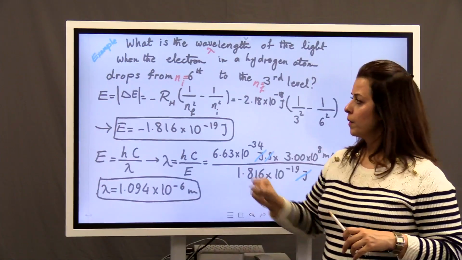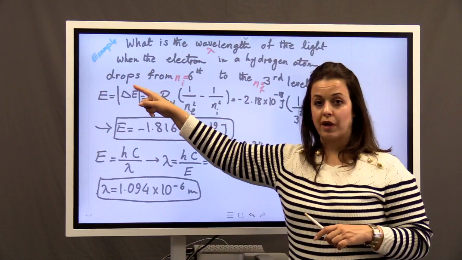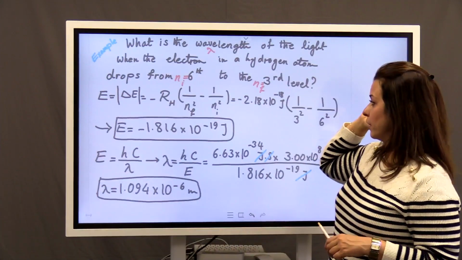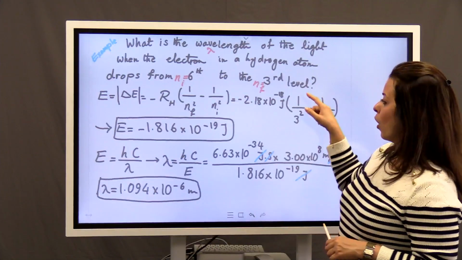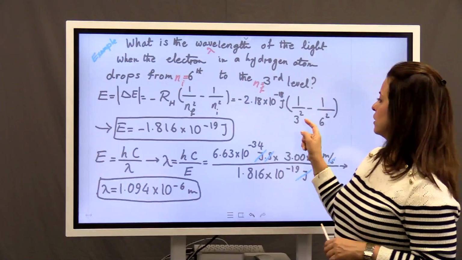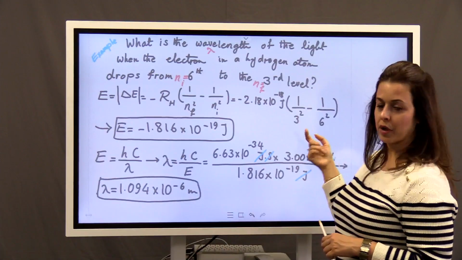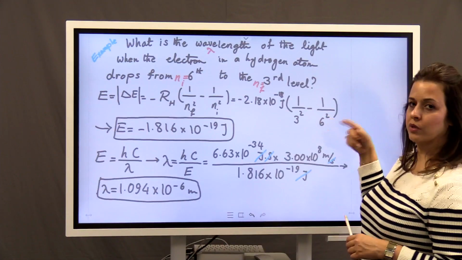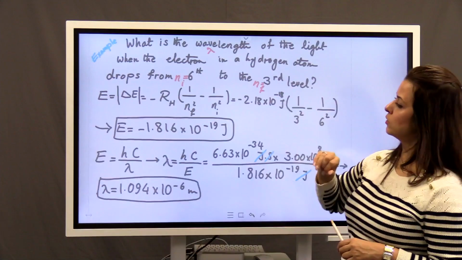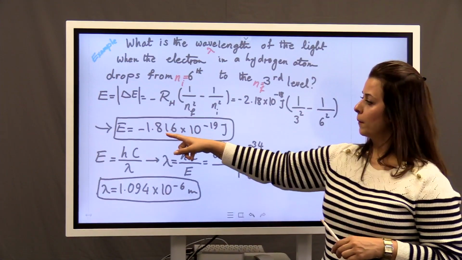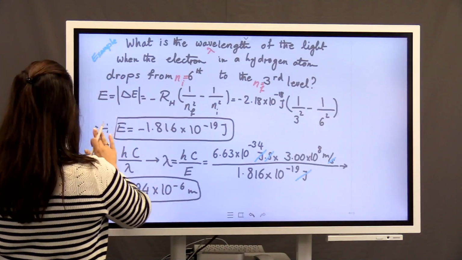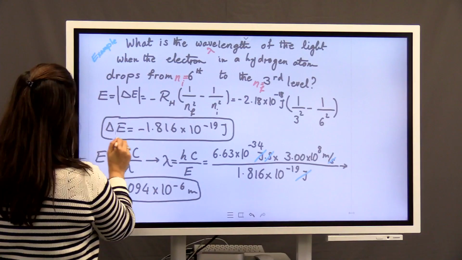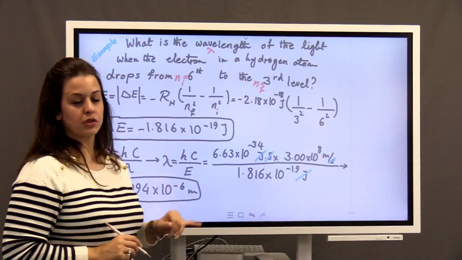Plug them into this formula, delta E. I will explain about the absolute value after that. So delta E is minus RH, minus 2.18 times 10 to the negative 18 joules, times 1 over NF, which was 3. 3 squared is 1 over 9, right? And minus 1 over NI. NI was 6, 6 squared is 36, so 1 over 36. When you do this calculation, delta E, or energy change, is 1.816 times 10 to the negative 19.